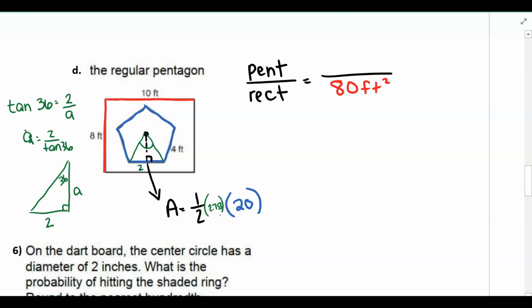So once I do that area, 2.753 times 20 times a half, I get an area of approximately 27.53 feet squared. When I divide that by 80, I get that my probability to the nearest hundredth is going to be 0.34.